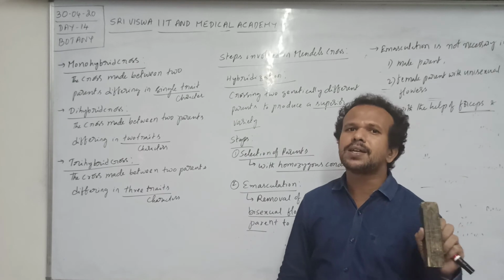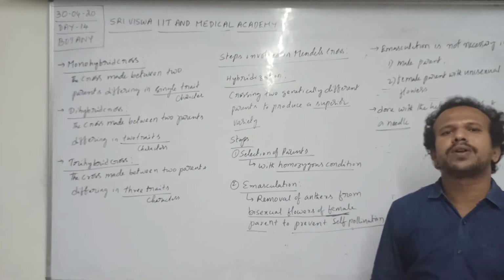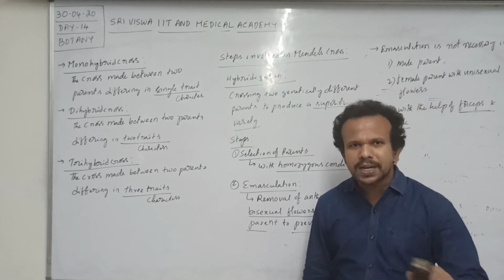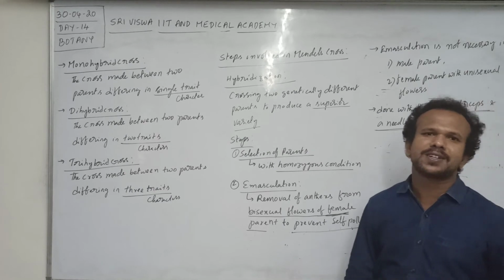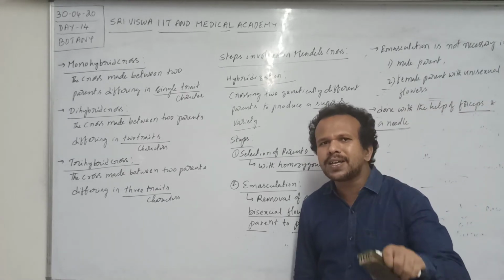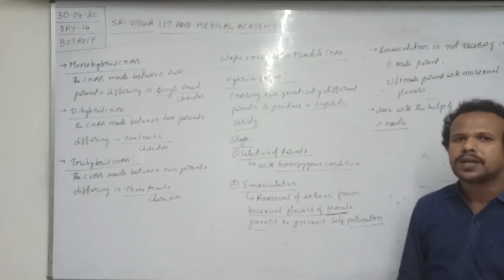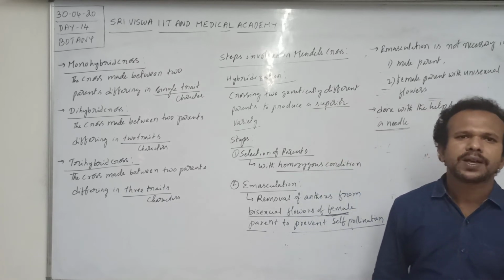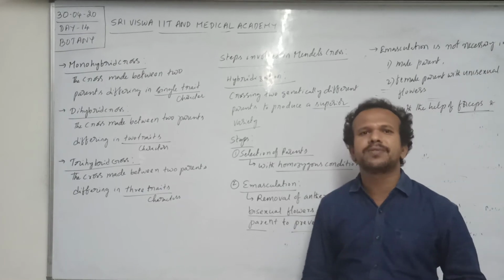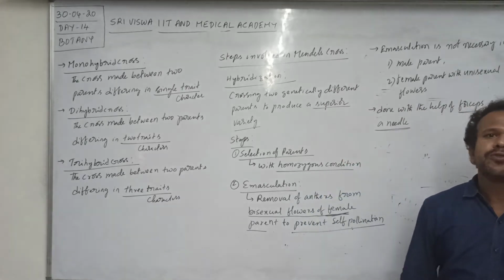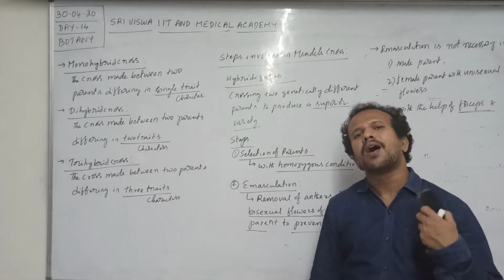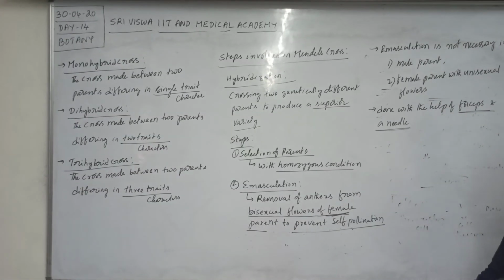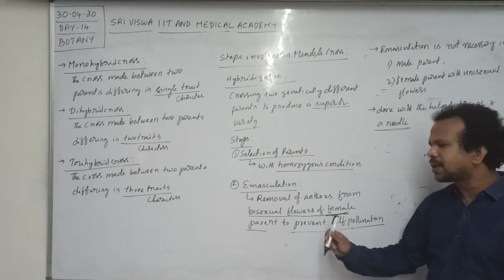It is not necessary if the female parent produces unisexual flowers, because in unisexual flowers there is no scope for self-pollination, and the function here is to prevent self-pollination. Self-pollination is possible only in bisexual flowers. So if the female parent produces unisexual flowers, emasculation is not necessary. If it produces bisexual flowers, emasculation is necessary. In the male parent, whether it produces bisexual or unisexual flowers, emasculation is not necessary. It is necessary only in the female parent to prevent self-pollination.